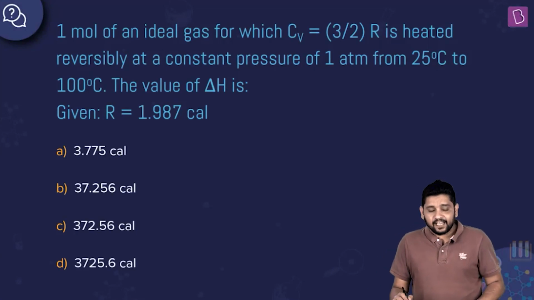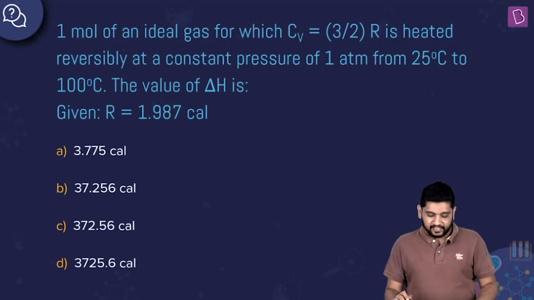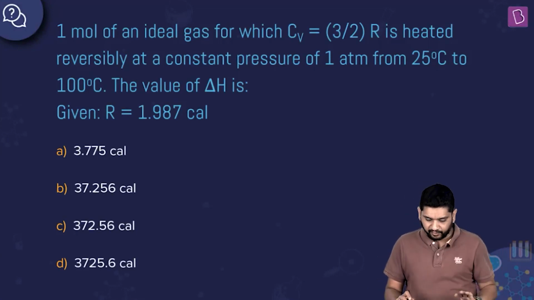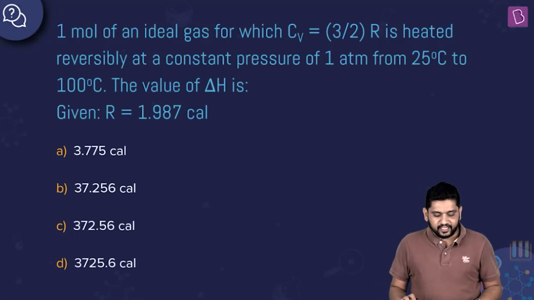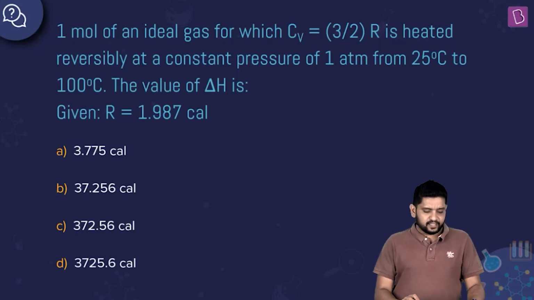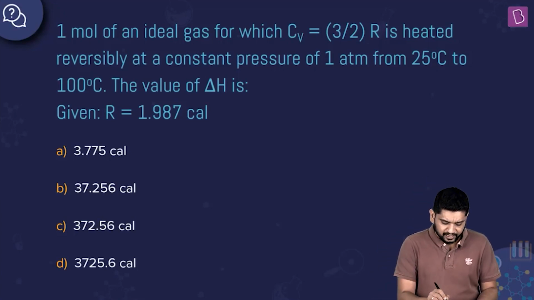Okay, this question says 1 mole of an ideal gas for which Cv is equal to 3 by 2R. What does this tell you? Monoatomic gas, 3 degrees of freedom, right? It is heated reversibly at a constant pressure of 1 atmosphere from 25 degrees C to 100 degrees C, find the value of delta H. This is very easy, right? So obviously, what do we have here? Constant pressure. What does that tell you?